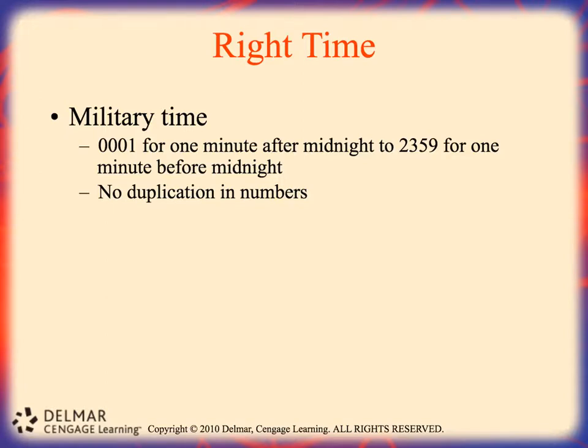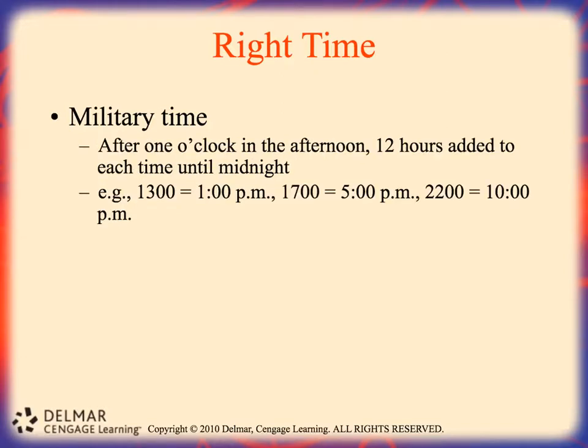Then you have military time. 0001 for 1 minute after midnight to 23:59 for 1 minute before midnight. The advantage of this is there's no duplication in the numbers, and it's virtually impossible to get AM and PM mixed up. You'll see I've put in a comparison on a slide. Okay, it wasn't the next slide, it'll be the slide after this.